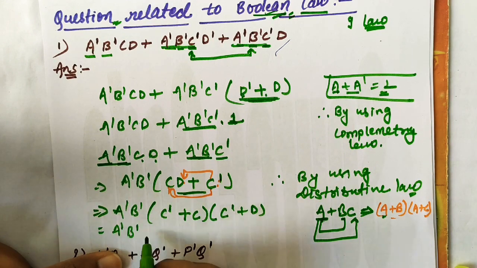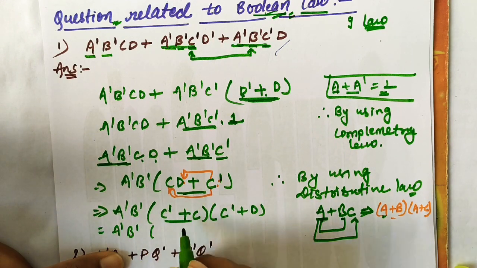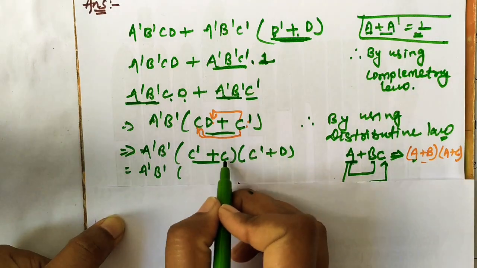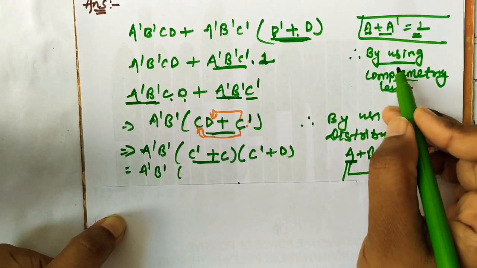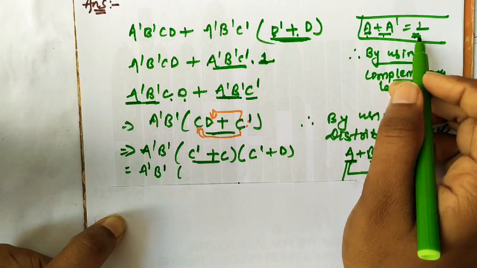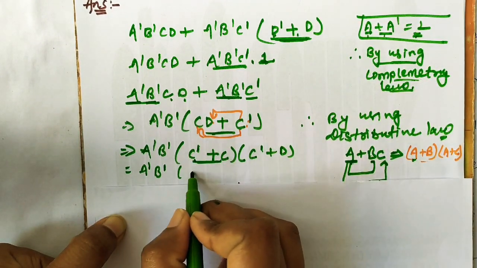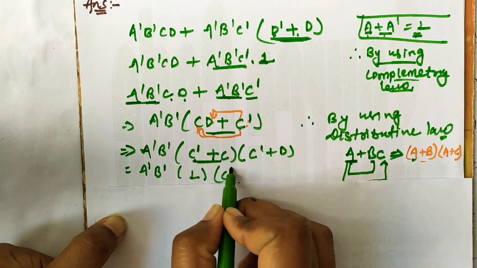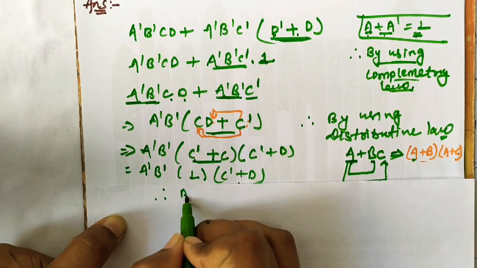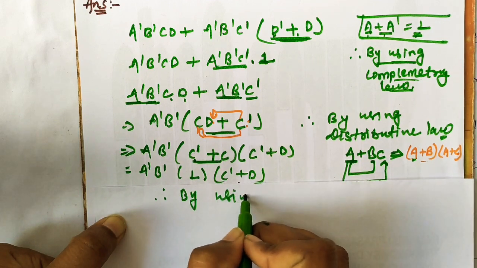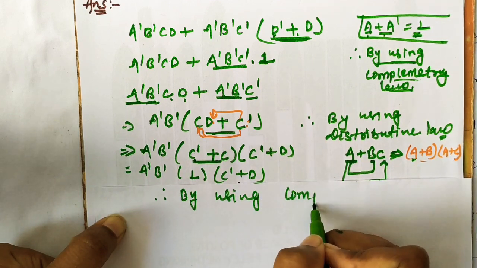So the value is a' b' into... What is the value of that? This is 1 by using the complementary law. By the complementary law, a plus a' is equal to 1, so c plus c' is equal to 1, then c' plus d. Here you can write by using the complementary law.